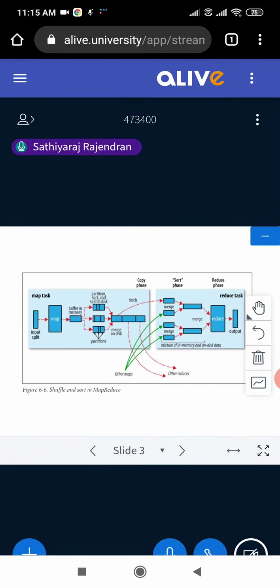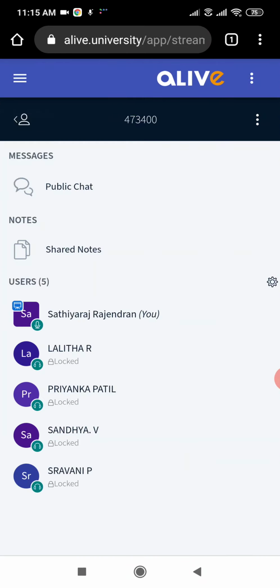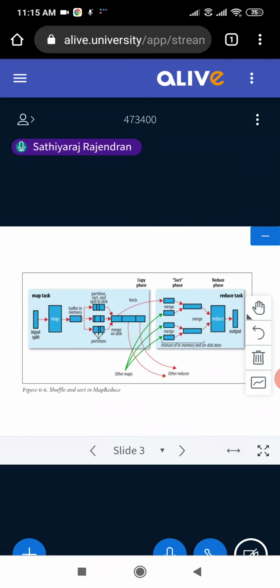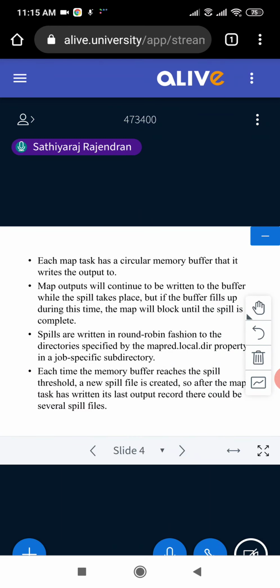Okay. So once it is done, then I need to merge it so that I can get a single result, as in the reduce stage. So this is the representation of shuffle and sort in MapReduce. Each map task has a circular memory buffer. That's what we have discussed. And I hope you know the meaning of spills. And here these spills are written in round robin fashion.